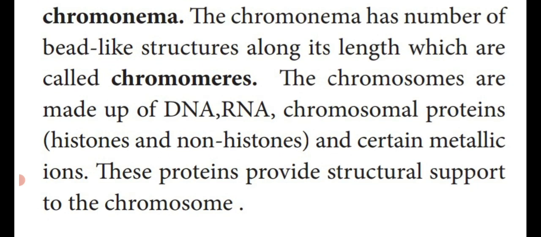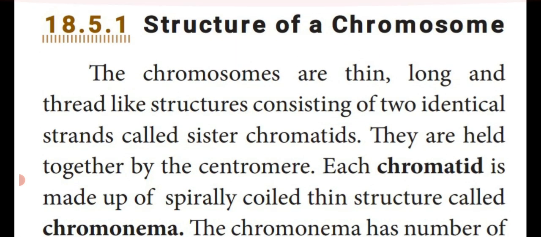The chromosomes are made up of two types of nucleic acid. One is DNA, deoxyribonucleic acid. Another one, ribonucleic acid. Some kinds of protein are also present in the chromosome, known as chromosomal proteins. They are divided into histone and non-histone proteins. Metallic ions are also present in the chromosome. The chromosomal proteins, that is histone and non-histone proteins, provide structural support to the chromosomes. That is the structure of a chromosome.